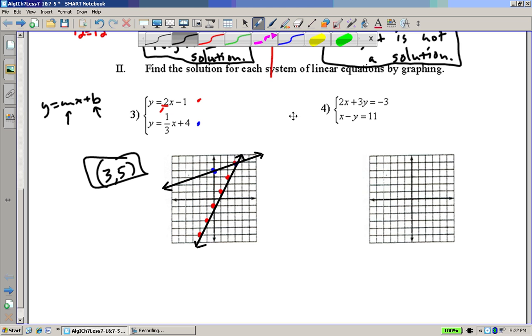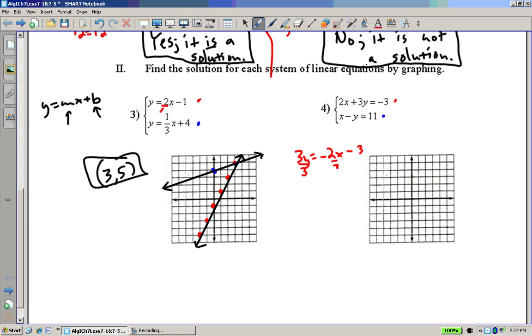Okay, let's look at number 4 here. All right, now this is, I'll declare to be the red. This is the blue. Now I need to solve each one of these for slope-intercept form, y equals mx plus b. 2x plus 3y equals -3. I'm going to subtract 2x from both sides. Divide by 3. And y equals -2/3 x minus 1.